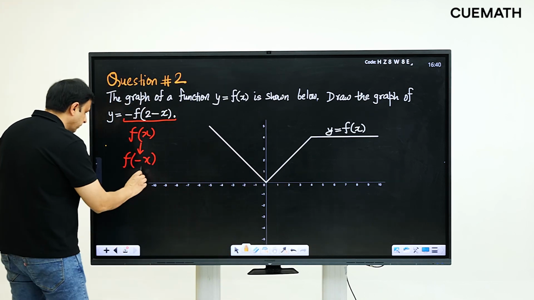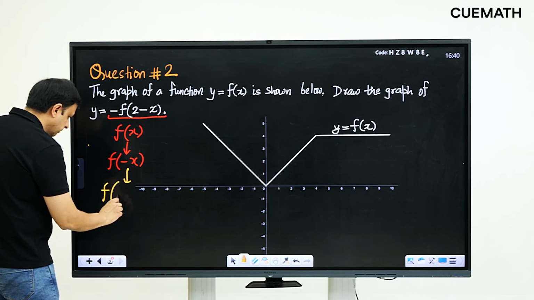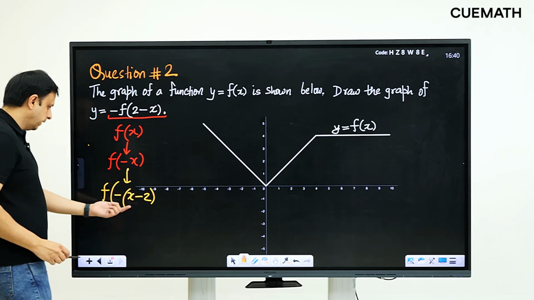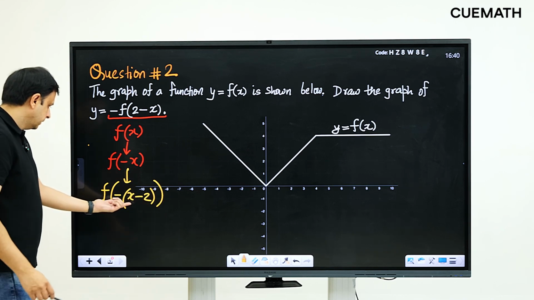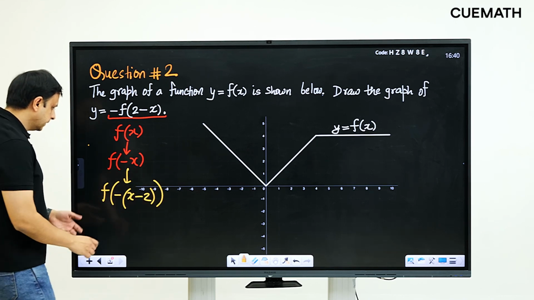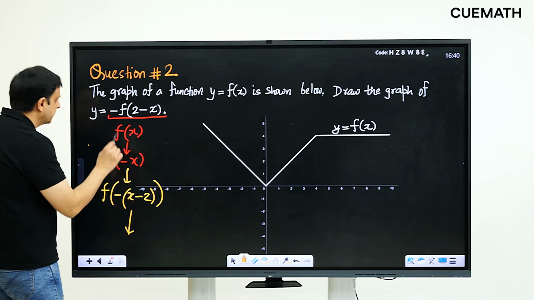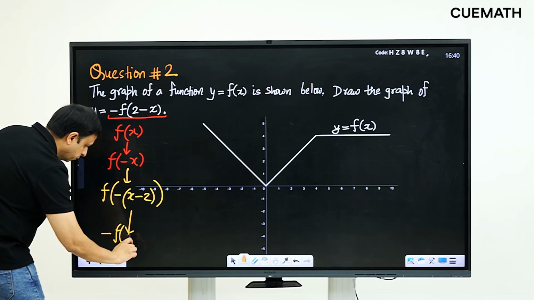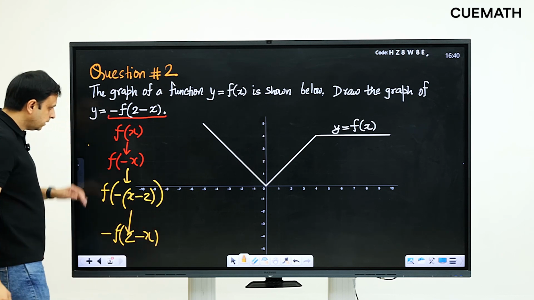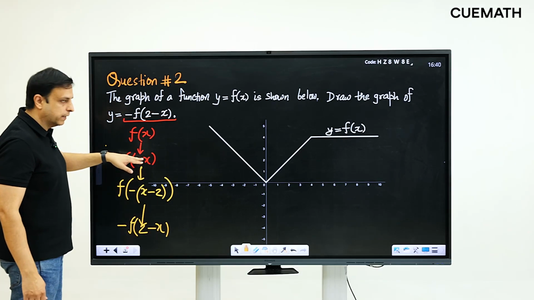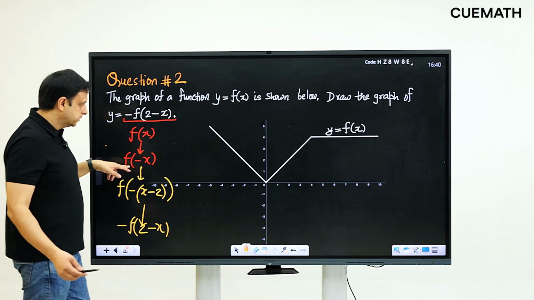Why? Because that will give me f of minus of x minus 2, and if I open this thing here, this is nothing but f of 2 minus x. So, I get f of 2 minus x, and then I can finally apply a negative sign and get minus f of 2 minus x. So, the sequence of movements or reflections will be, first I reflect about the y axis to get f of minus x. So, let us actually do that.